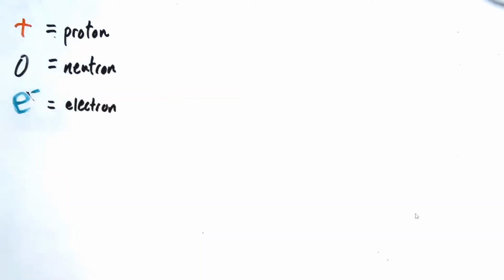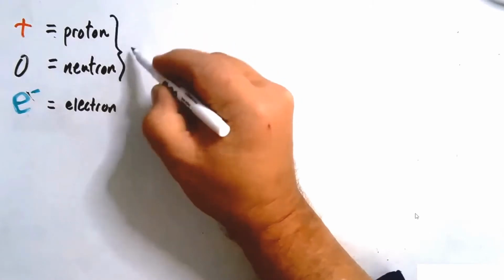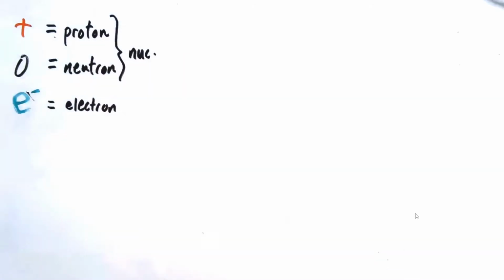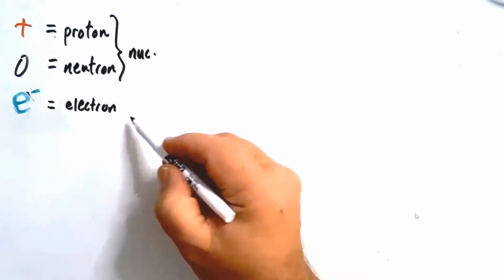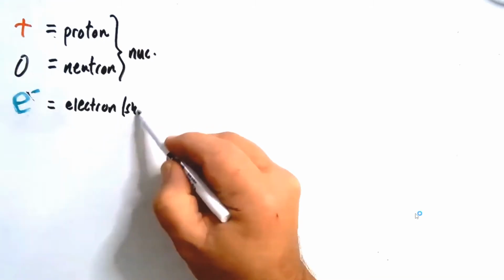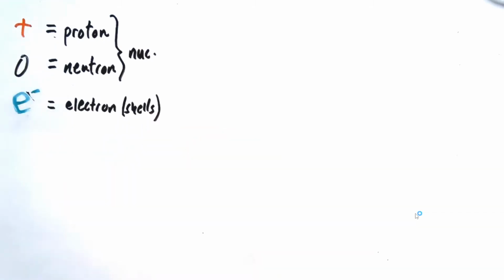Now, these are the 3 subatomic particles that you need to know about in this course. So I'm going to again emphasize that the protons and the neutrons will be found in the nucleus, and the electron will be found in the shells. Now, what are the shells? Well, the shells are just regions that are a distance from the nucleus.